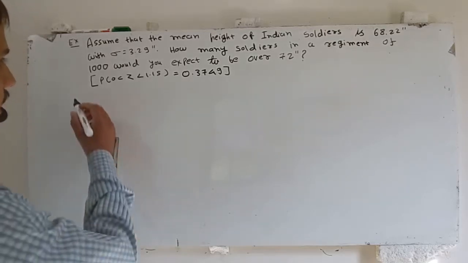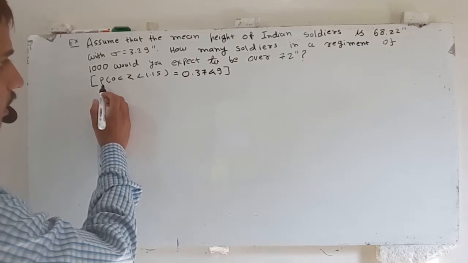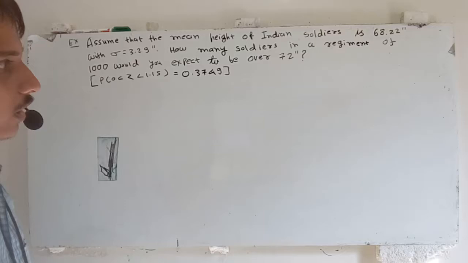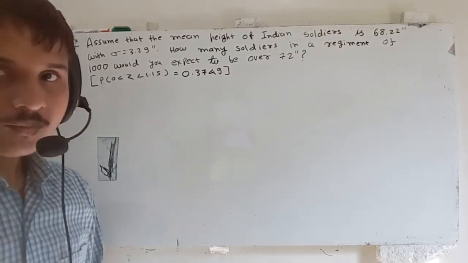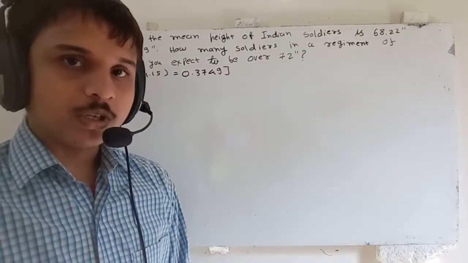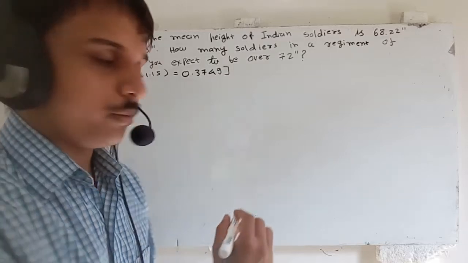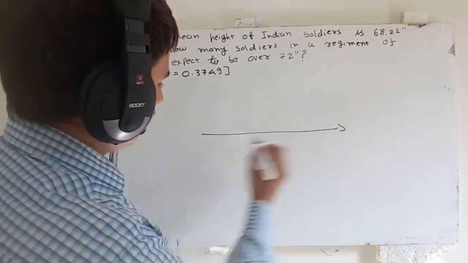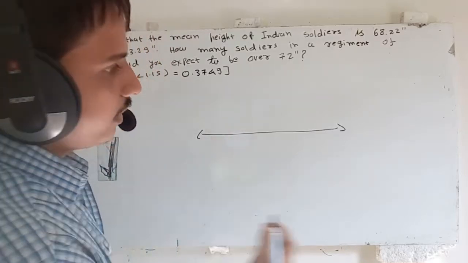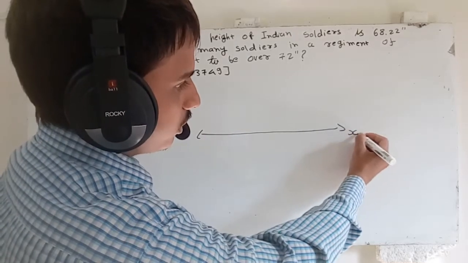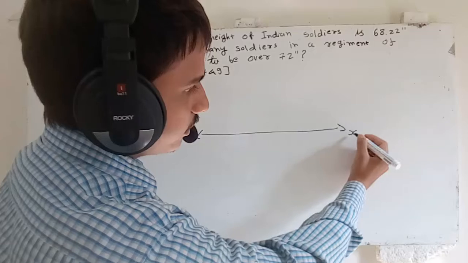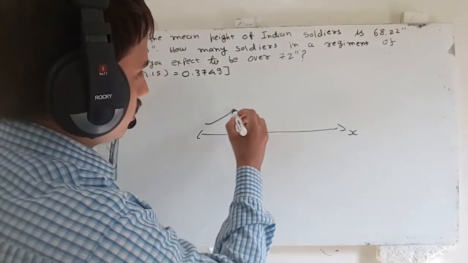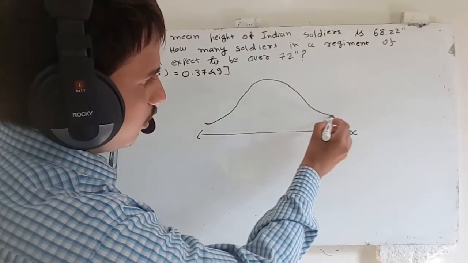In the question we are given that probability that Z varies between 0 to 1.15 is equal to 0.3749. Now in order to do this example, first we will draw normal distribution. So let us consider horizontal axis representing height of soldiers in inches. So x is height of soldiers in inches. So let us draw a bell-shaped curve.